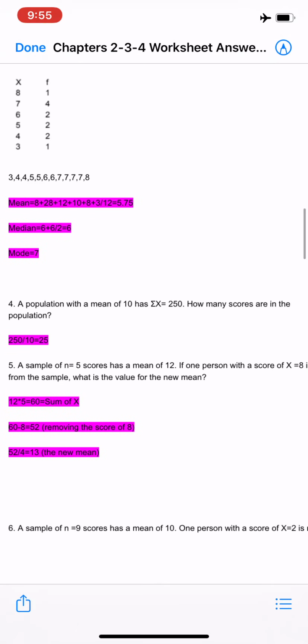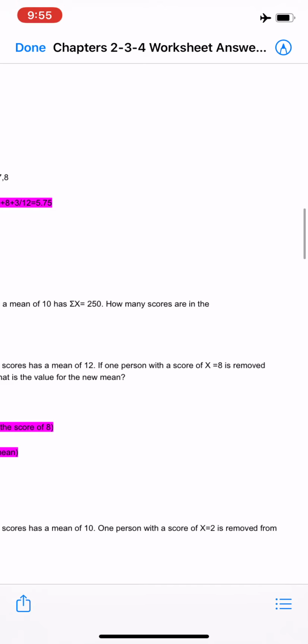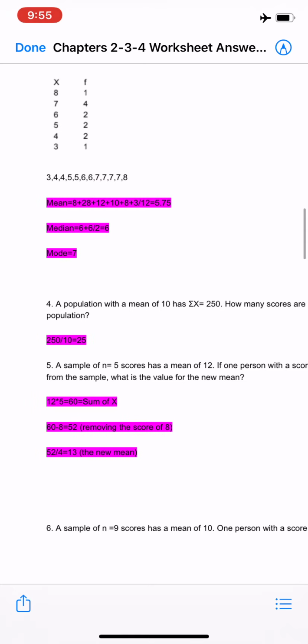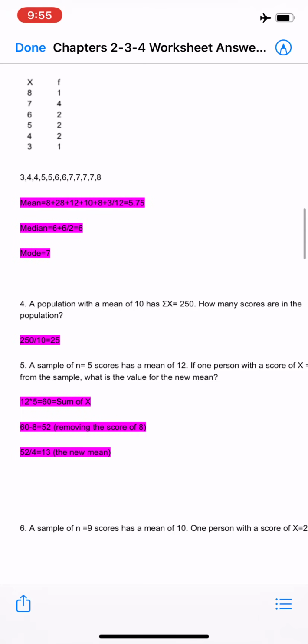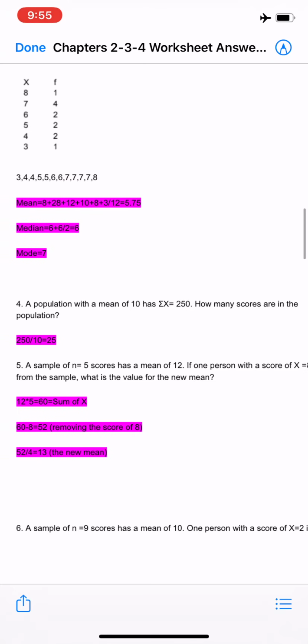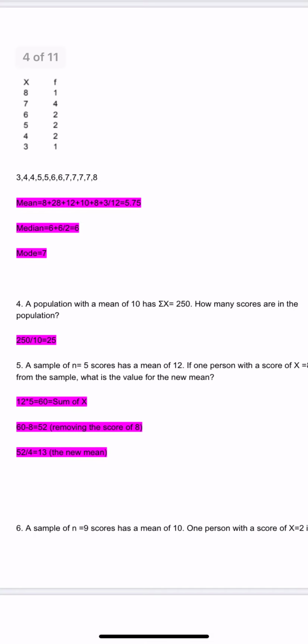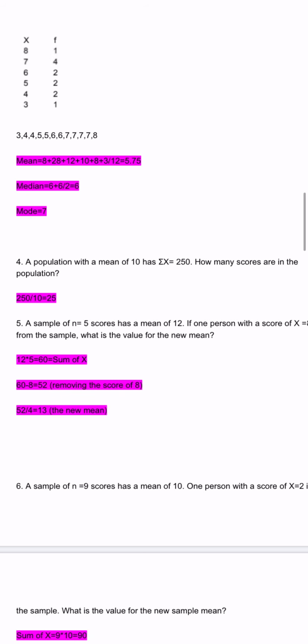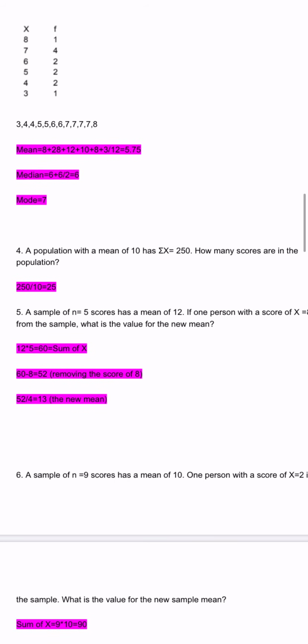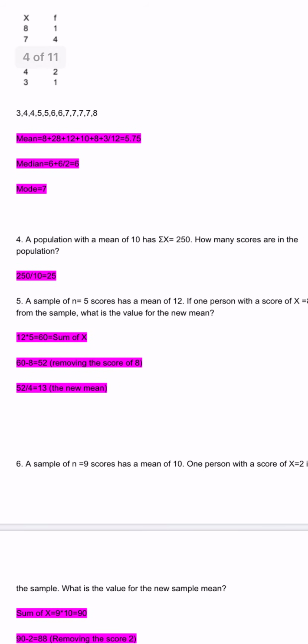A sample of n equals 5 scores has a mean of 12. If one person with a score of x equals 8 is removed from the sample, what is the value of the new mean? So the first thing we want to do is get the sum of x. So we do that by taking the mean and multiplying it by n. We get 60. Now, we're going to remove a score, so we're going to take the sum of x and remove 8, and that will be 52.